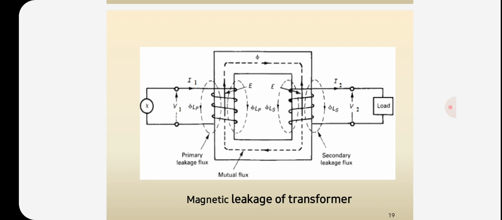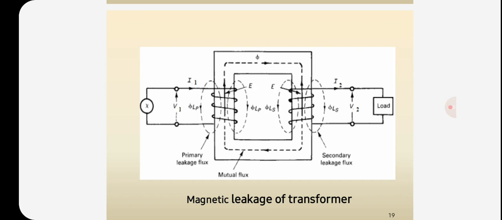In the primary leakage flux ΦL1, the flux which links the primary alone and does not link with the secondary is known as primary leakage flux ΦL1. This flux is produced by the primary ampere turns I1 N1 only. Therefore, it is proportional to the primary current I1 and the number of primary turns N1.